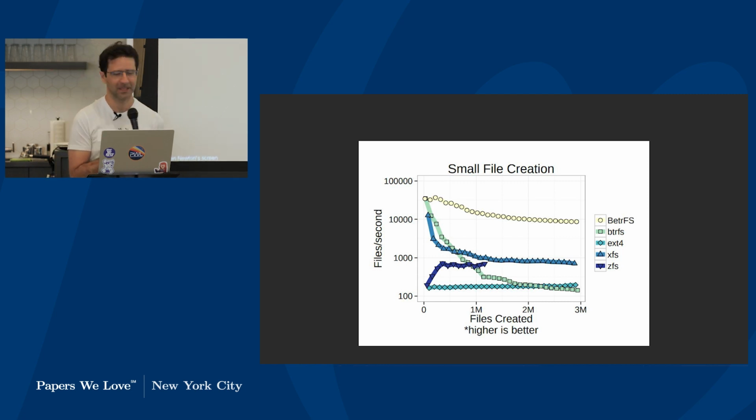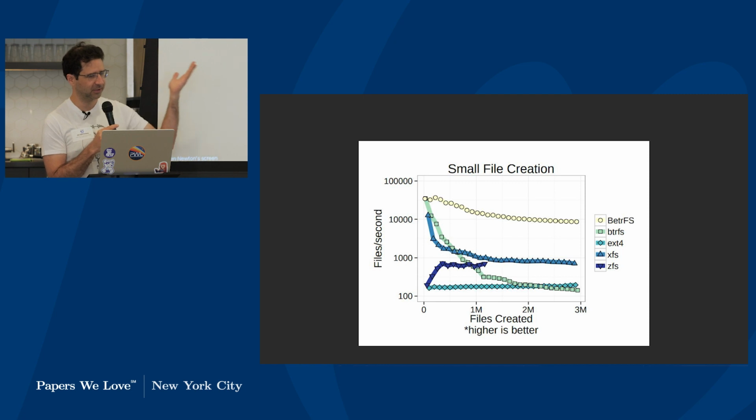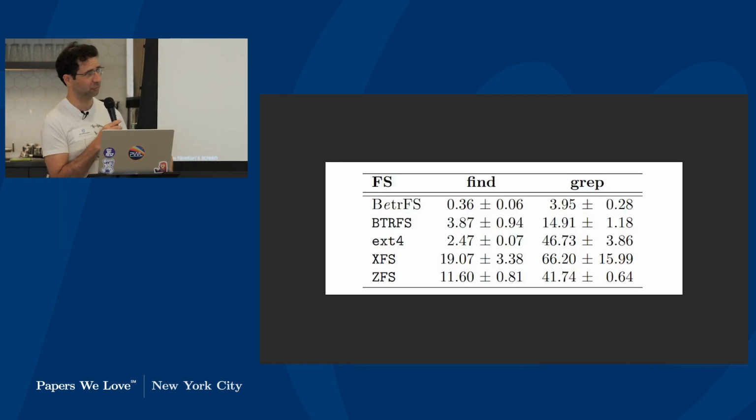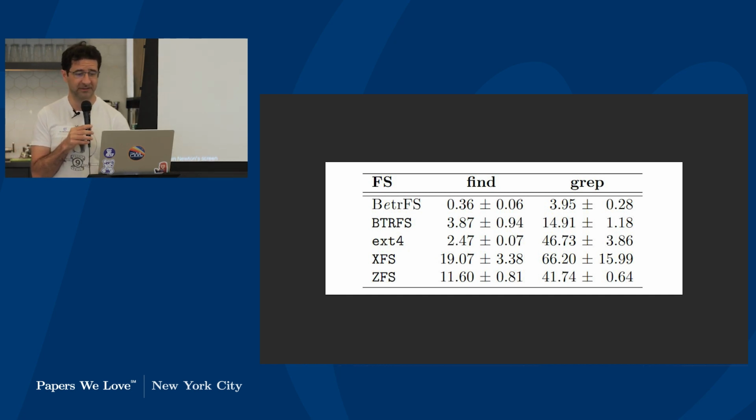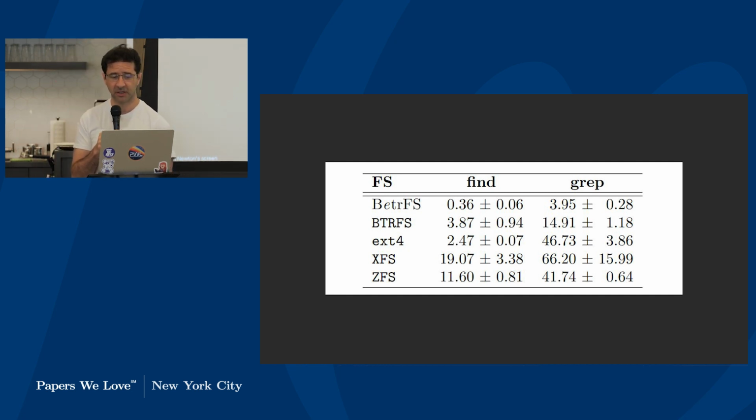I'm surprised by that because ZFS is generally a pretty battle-tested file system. Who knows, maybe they just ran out of RAM. I don't know. But that's kind of the numbers. And here's the other benchmark on reading, where they're grepping through the files. You can see that BetterFS is significantly faster than pretty much every other file system for this.